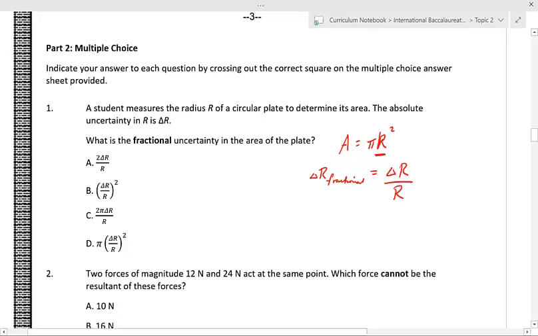And because we're squaring, delta A fractional should be 2 times delta r over r. And we can ignore the constant when we're doing fractional uncertainties because everything is going to get scaled up by the same amount. So is that one of the options? Yes, it is. It's A.